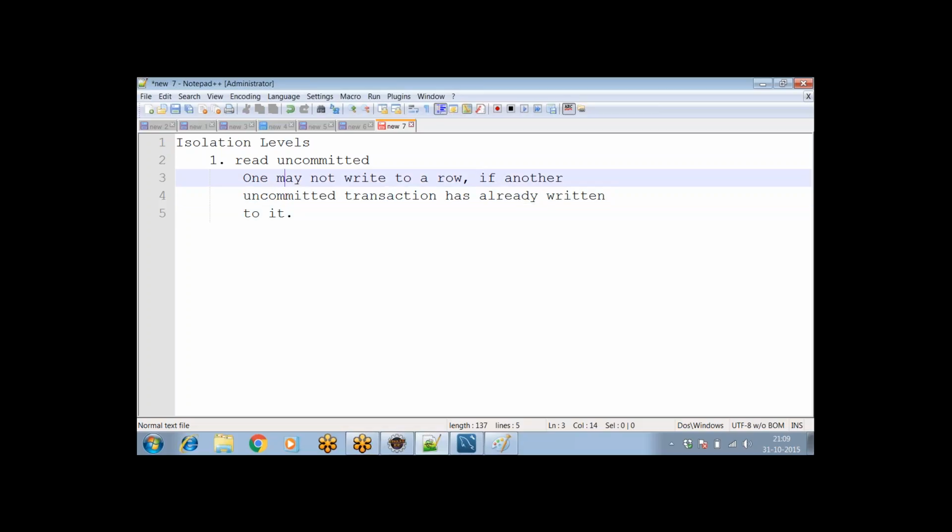One transaction may not write to a row if another uncommitted transaction has already written to it.